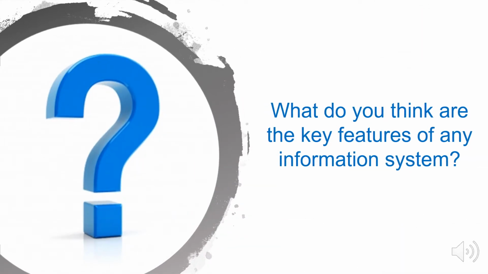So let's start with a question. When we think about information systems, there are a number of features that make up that information system. What do you think are the key features of any information system? Take some time to think about this, perhaps jot down some ideas. And as we listen to the rest of the presentation and we address the different key features, see if any of the things that you've mentioned come up.